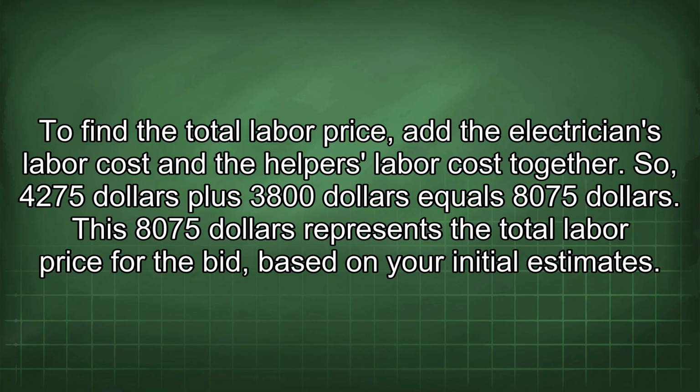To find the total labor price, add the electrician's labor costs and the helper's labor costs together. So, $4,275 plus $3,800 equals $8,075. This $8,075 represents the total labor price for the bid based on your initial estimates.